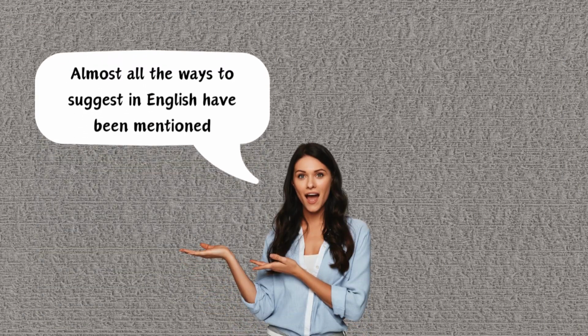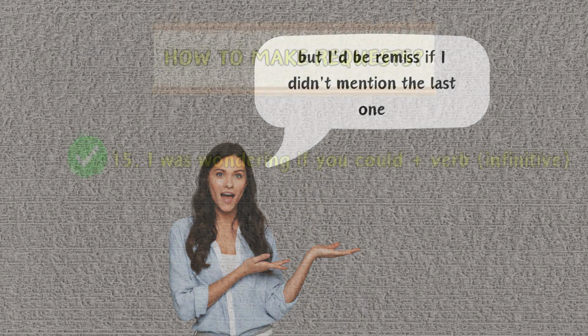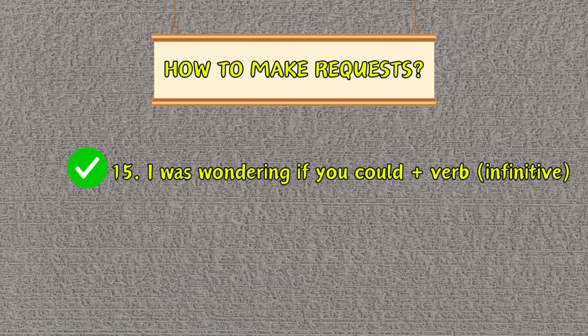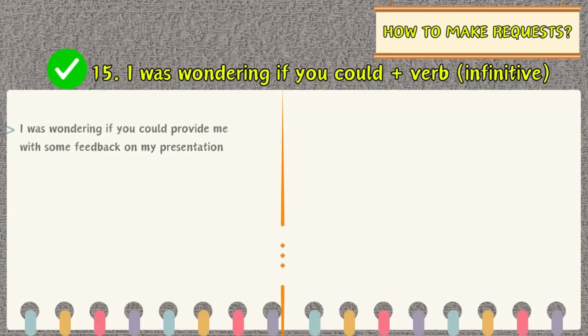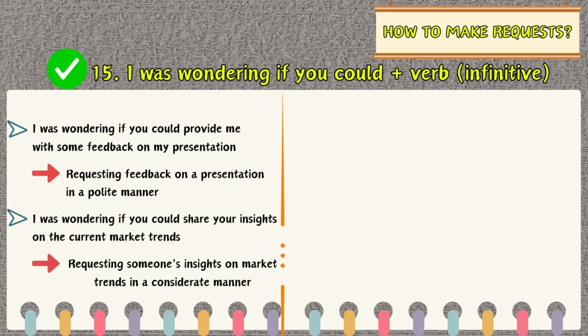Hey guys, we've covered almost all the ways to suggest in English, but I'd be remiss if I didn't mention the last one. Number 15. "I was wondering if you could" plus verb infinitive. Examples: I was wondering if you could provide me with some feedback on my presentation. I was wondering if you could share your insights on the current market trends.